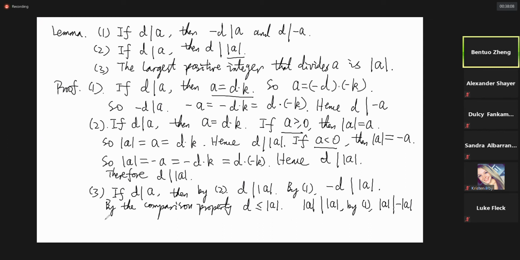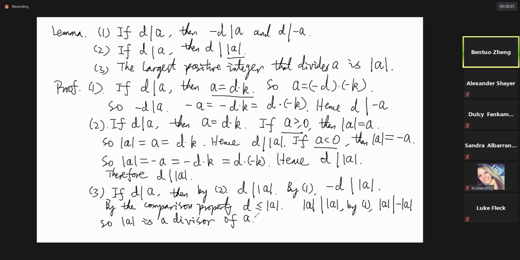Okay. So absolute value of A is a divisor of A. Okay, so once we show these two things, we can claim absolute value of A is the largest positive divisor of A. Okay, so well done.